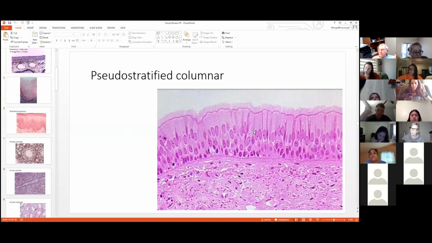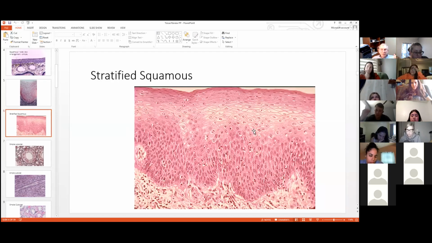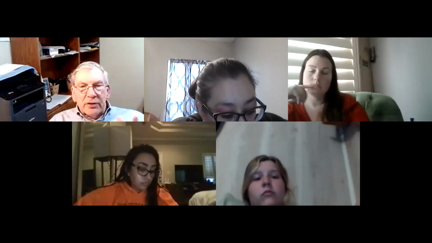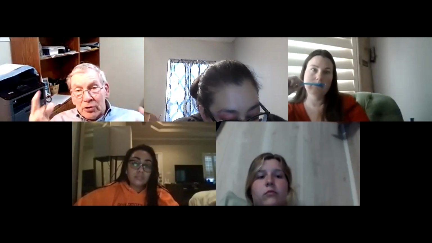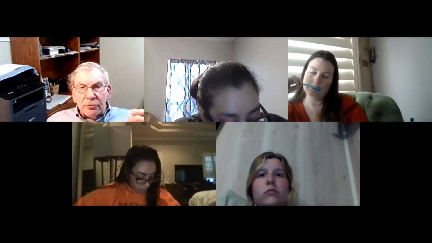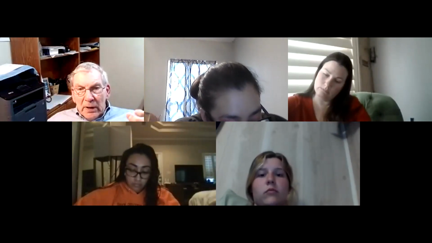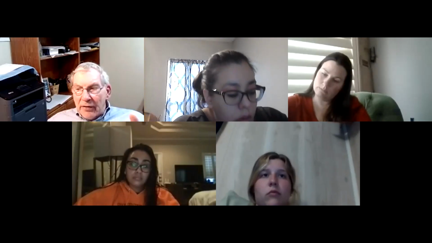Okay, so if I remember from last class, you said stratified squamous was only in the esophagus. Yes. And it shouldn't even be there because the digestive system should have a better protective lining than stratified squamous. Even though it's thick, it doesn't have any protective secretions to speak of, where the columnar does, because it's got the goblet cells and it produces the mucus.